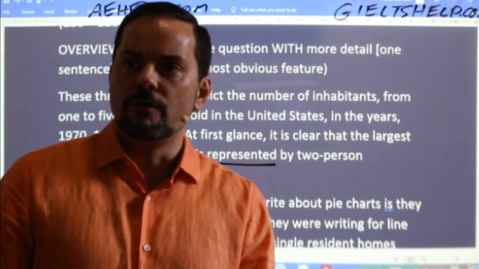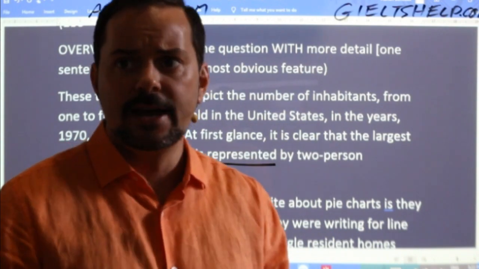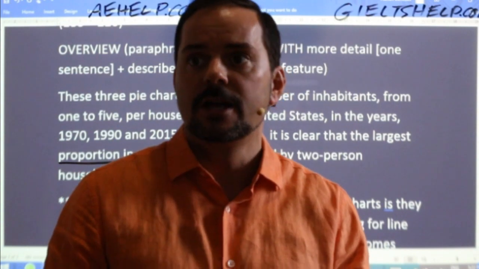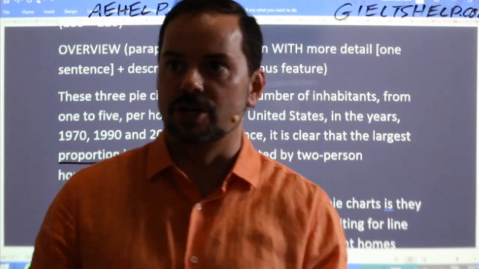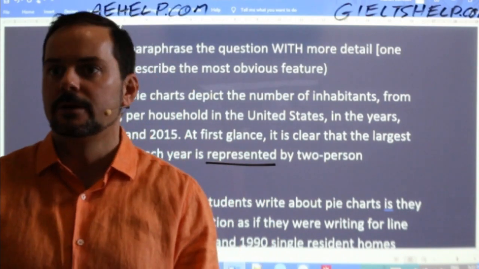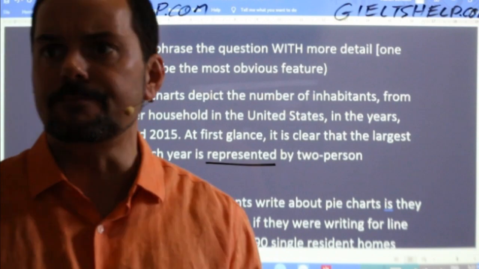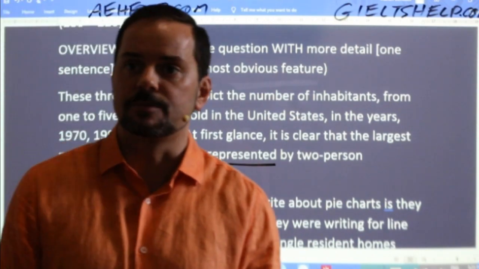Paranjay says, overall, dual occupancy households had the majority of the proportion over the given years. I would say in the given years, Paranjay. In the given years is a little bit better preposition than over, okay? But it's good. Paranjay, dual occupancy household. It's a really nice expression there, all right?